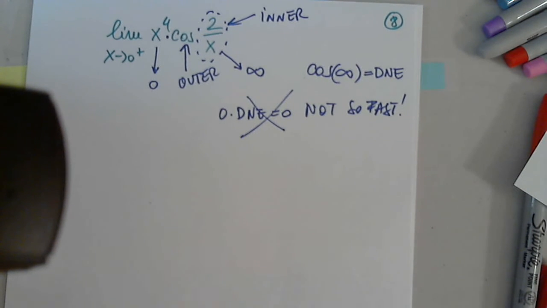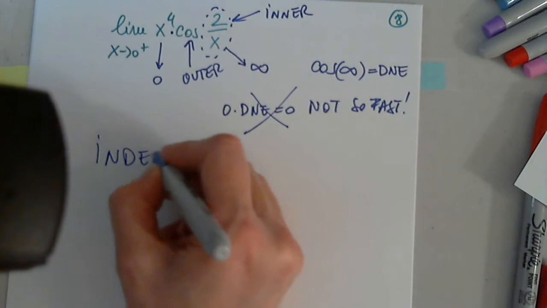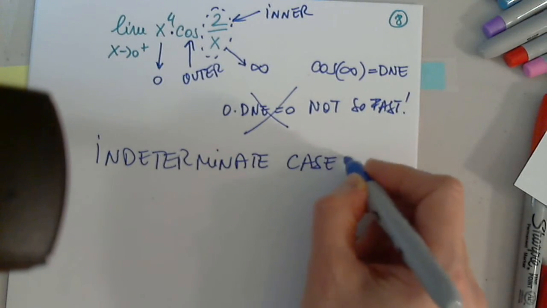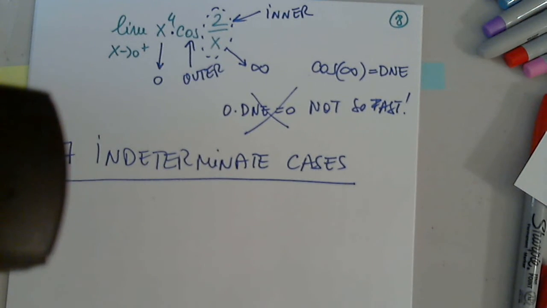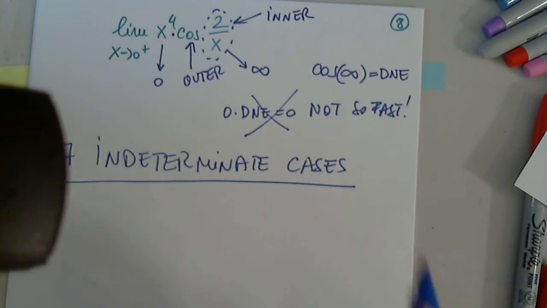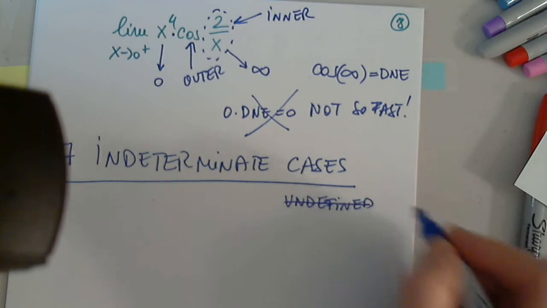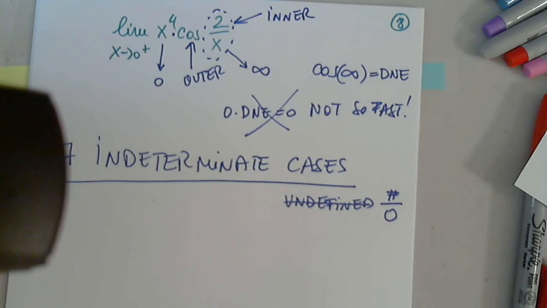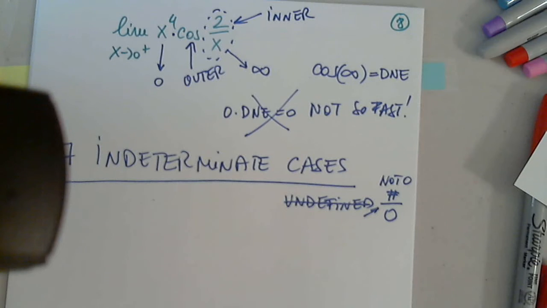So there is something called, we're going to talk about them a lot, indeterminate cases. There are 7 indeterminate cases. I'm not talking about undefined. Undefined situation is a number divided by 0. That's what undefined means. A number not 0. Not 0 over 0. That's undefined.